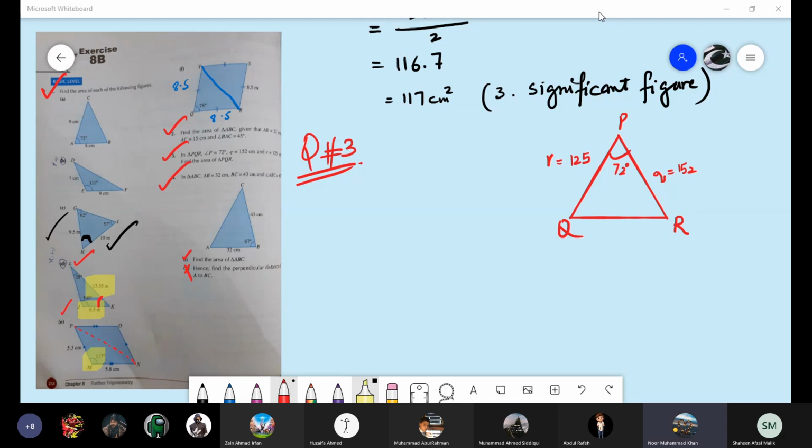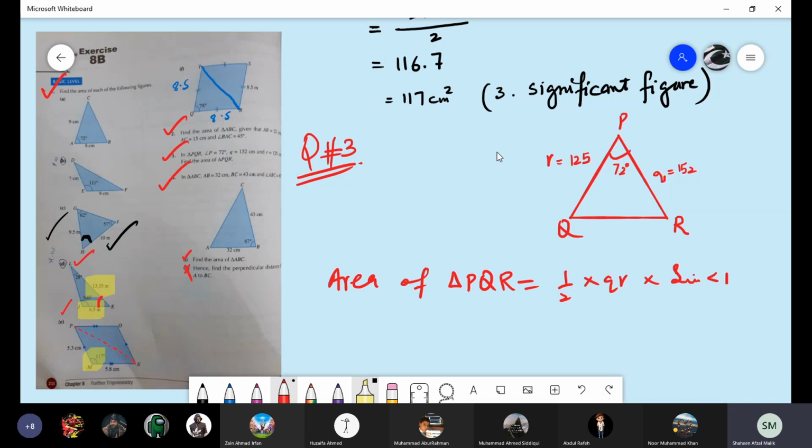It will be 1 by 2 into QR into sine P. Yes, Noor, we will write it as 1 by 2 multiplied by small q and small r, then sine angle P. I will write the statement here for all of you: area of triangle PQR is equal to 1 by 2 multiplied by q multiplied by r multiplied by sine angle P. Then just substitute the values and tell the final answer.